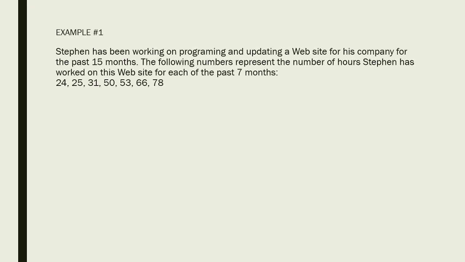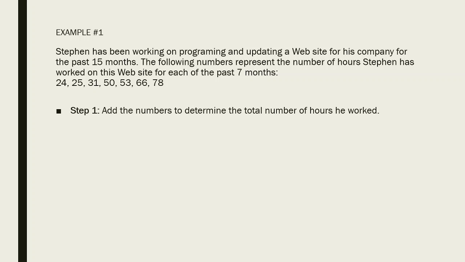Stephen has been working on programming and updating a website for his company for the past 7 months. The following numbers represent the number of hours Stephen has worked on his website for each of the past 7 months. So we have 24, 25, 31, 50, 53, 66, and 78. Step 1. Add the numbers to determine the total number of hours he worked. So 24 plus 25 plus 33 plus 50 plus 53 plus 66 plus 78 is equal to 329.